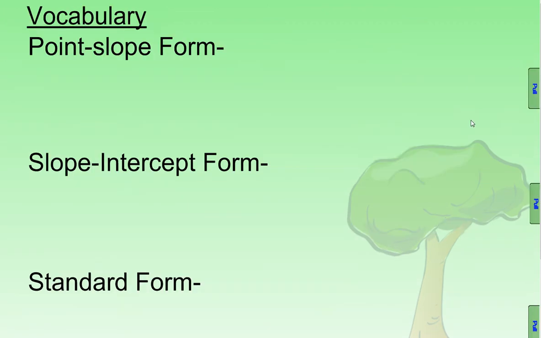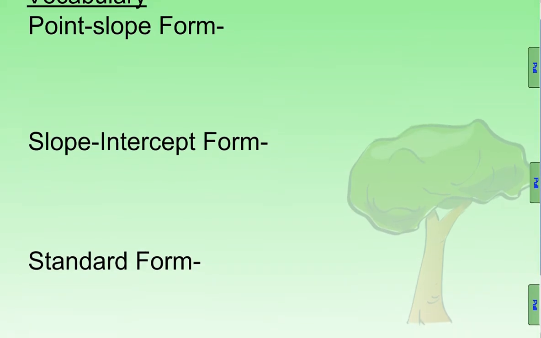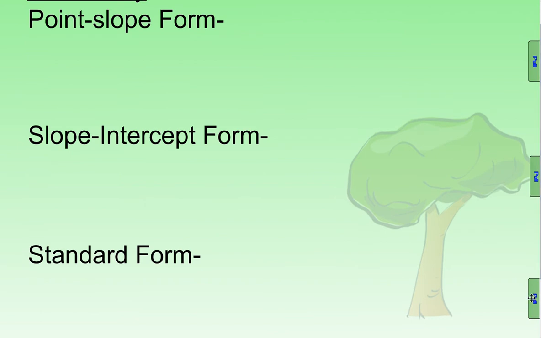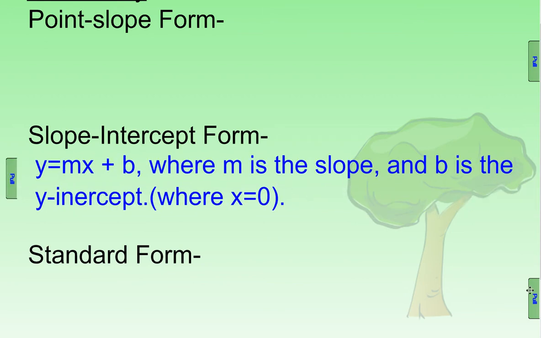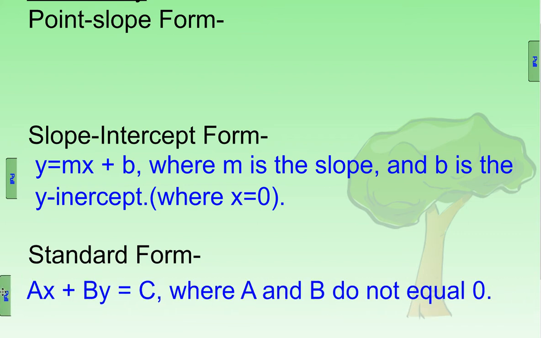All right, so we have 3 vocab words here. These are the 3 forms of a line. Now, 8th grade students, you only need slope-intercept form and standard form. So I'll pull them out here so you can look at them. Slope-intercept form is the form y equals mx plus b, where m is the slope and b is the y-intercept. Standard form is this form ax plus by equals c, where a and b are not 0.